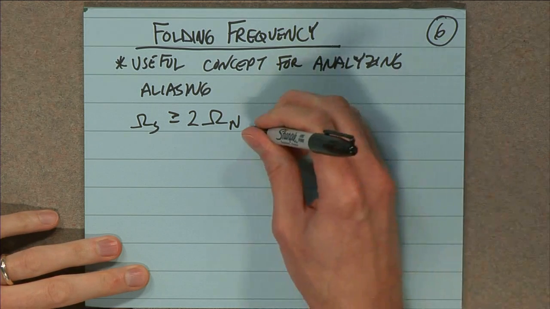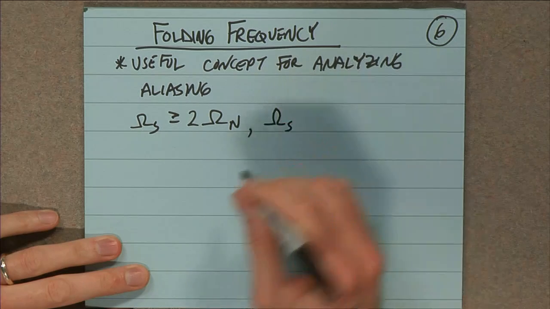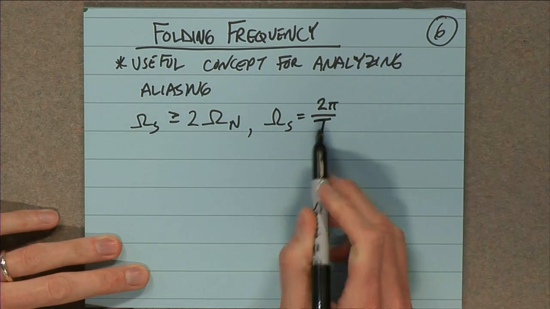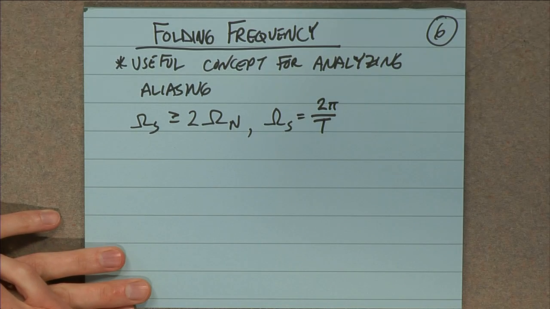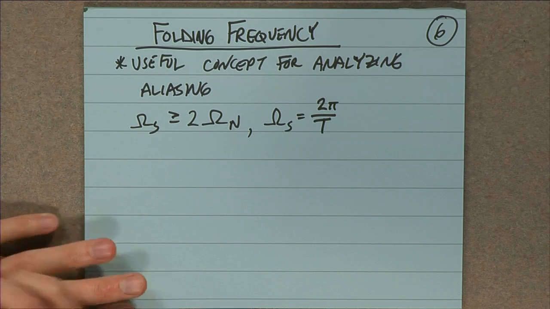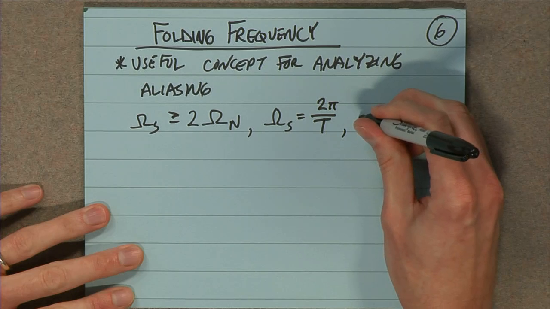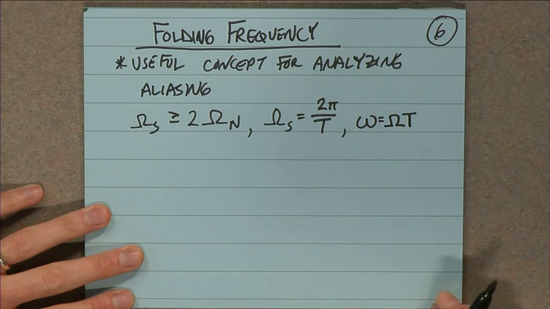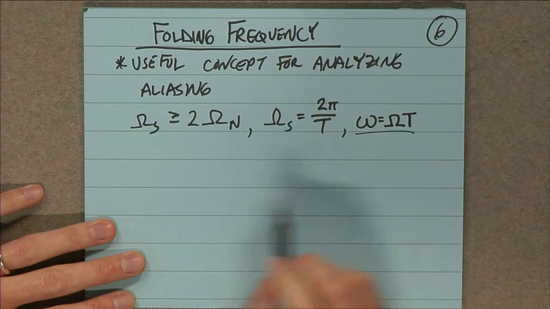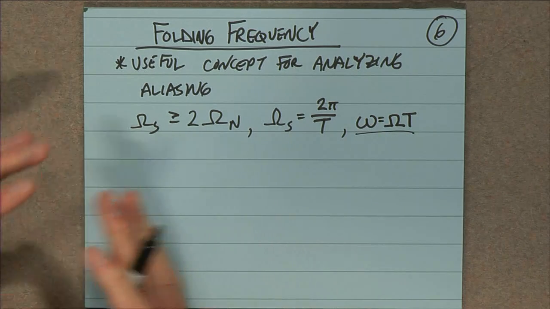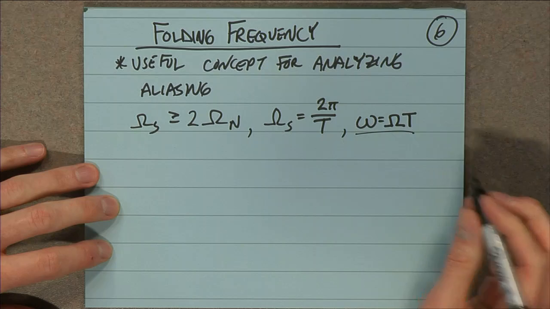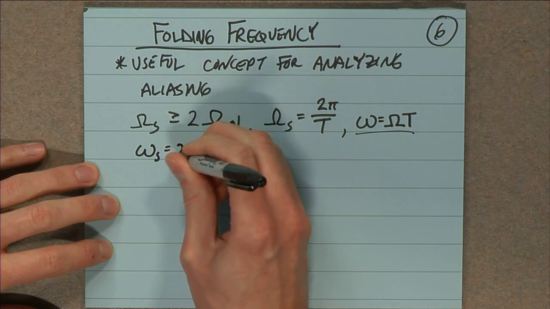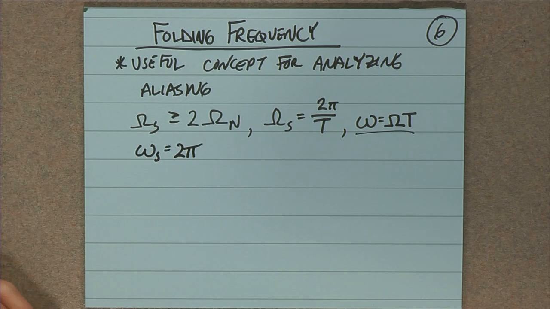And I think some of the other concepts we had was what? Omega s, we can also write as 2 pi over T, where T is the sample period. And given our very handy frequency scaling identity here, and that's from going continuous time to discrete time frequency, that means in some sense omega s equals 2 pi.